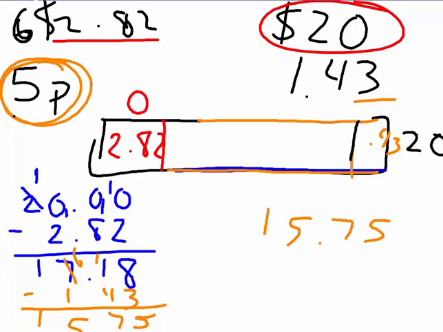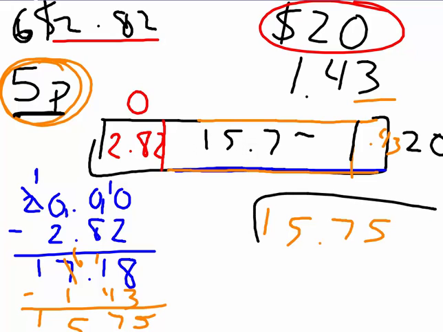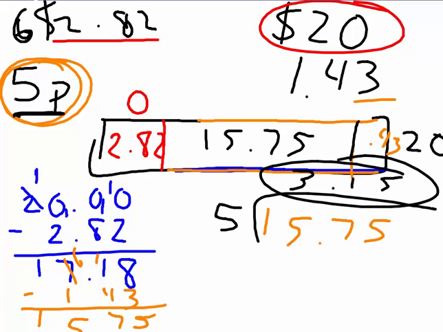So now what I do, well, there's 5 pineapples, so I need to divide this $15.75 by 5. I get $3.25. I'm sorry, $3.15. So each pineapple costs $3.15. Alright, let's look at our new kind of problem now.